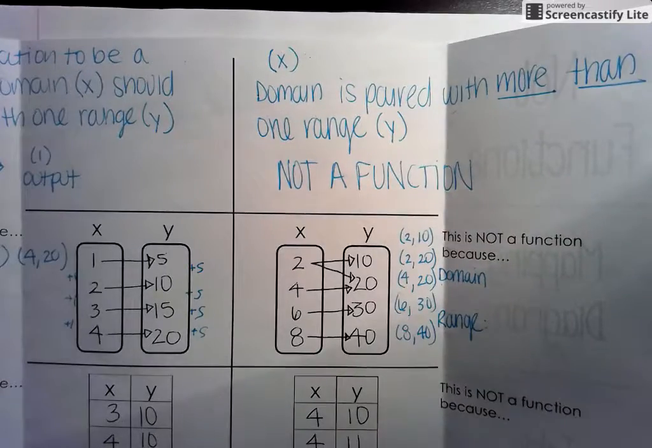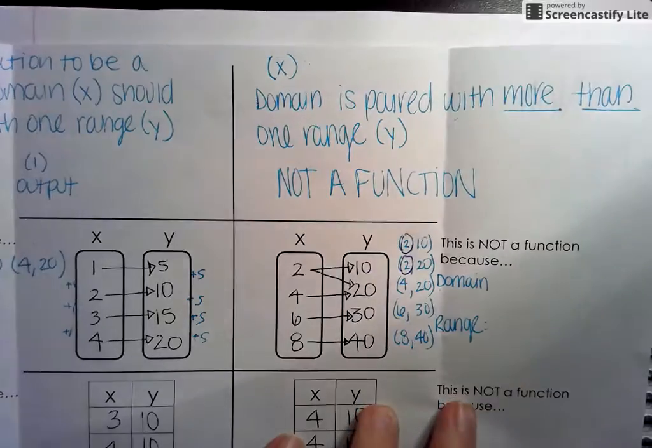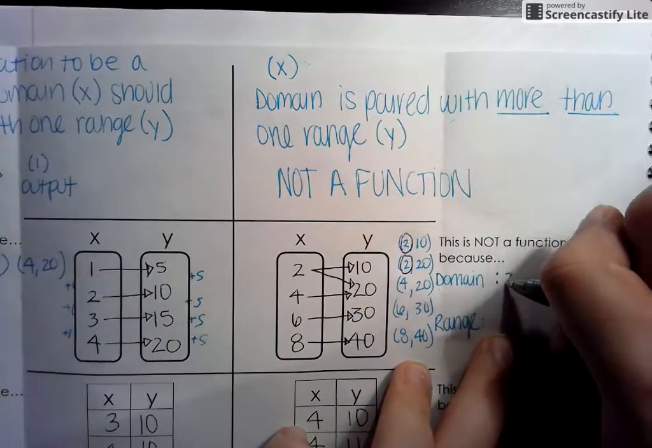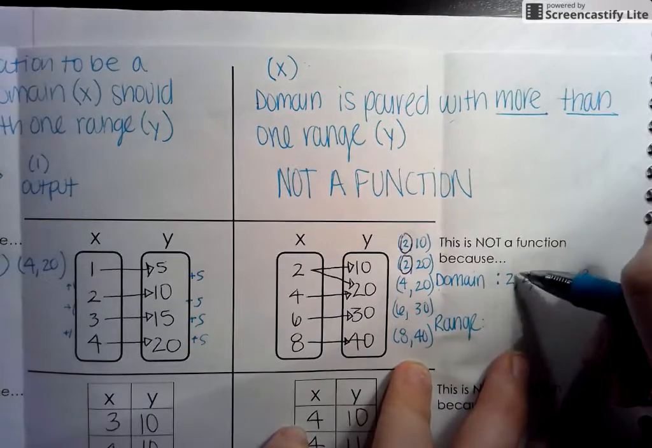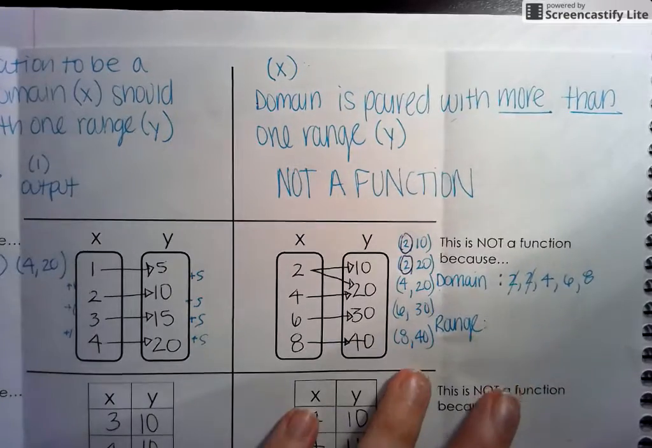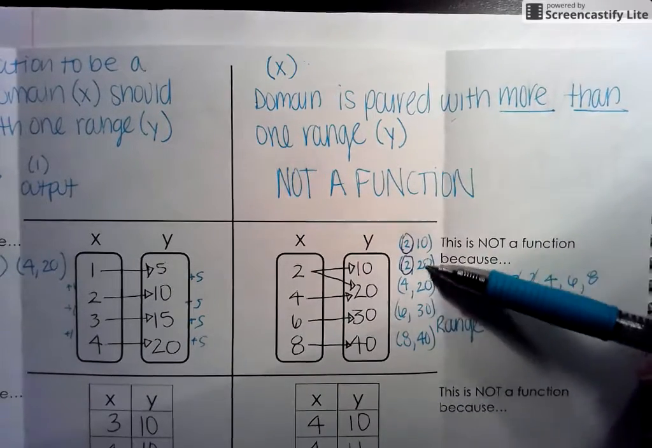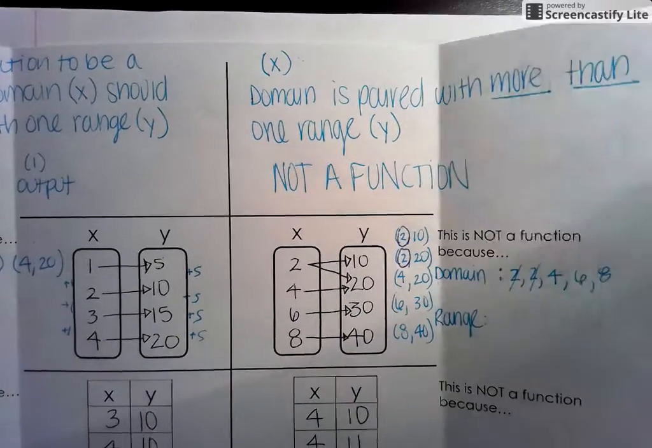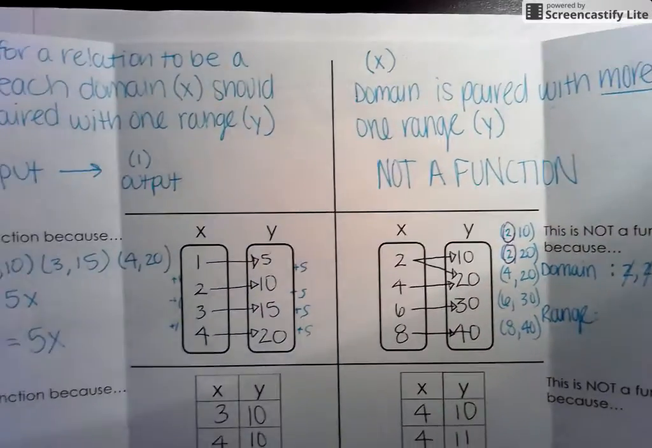So if you notice, I'll circle that you have 2 of the same domains. If you were to write out your domains, you would have 2, 2, 4, 6, 8, and because you have 2 of these, which you can't, that is why it is not a function. It doesn't matter if the ranges repeat. In this case the range is repeated, and that's okay. It cannot have the same input with different outputs.